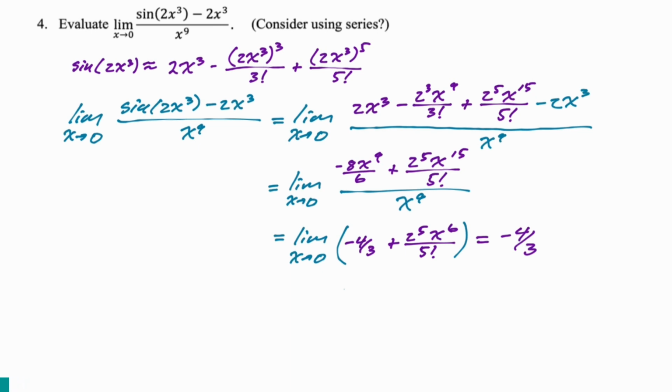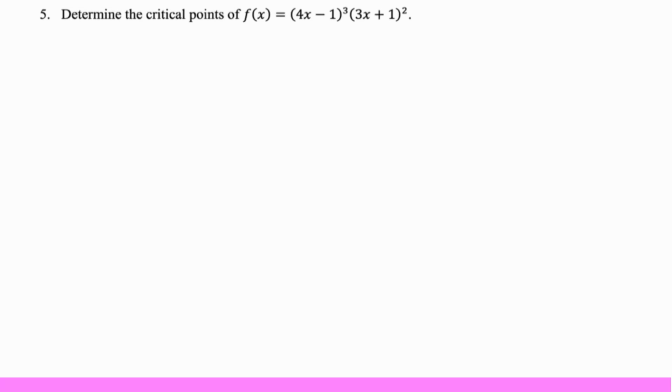All right, let's do the final problem of this problem set. Determine the critical points of f of x equals quantity 4x minus 1 cubed, quantity 3x plus 1 squared. All right, this is like a very A-B question, but we got to pepper them in every once in a while to make sure that you're still up on that material.